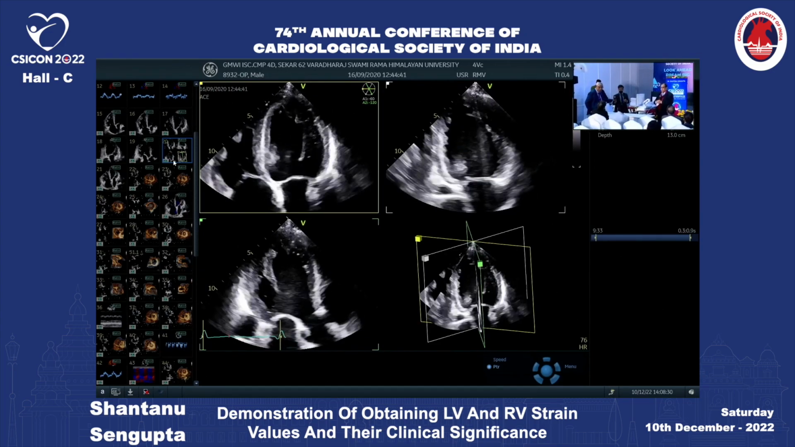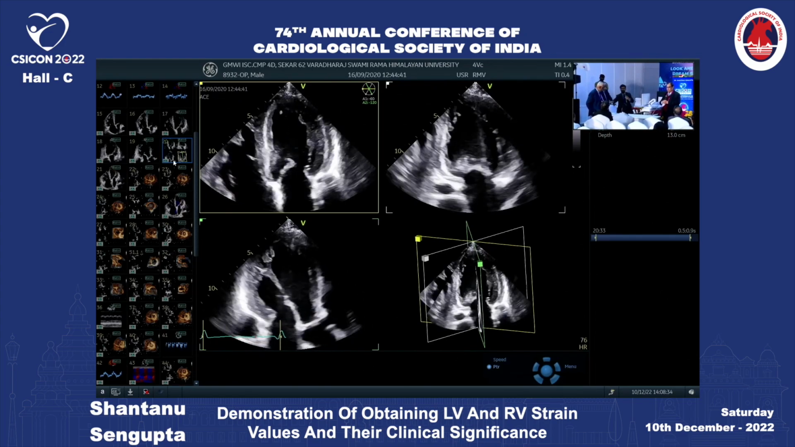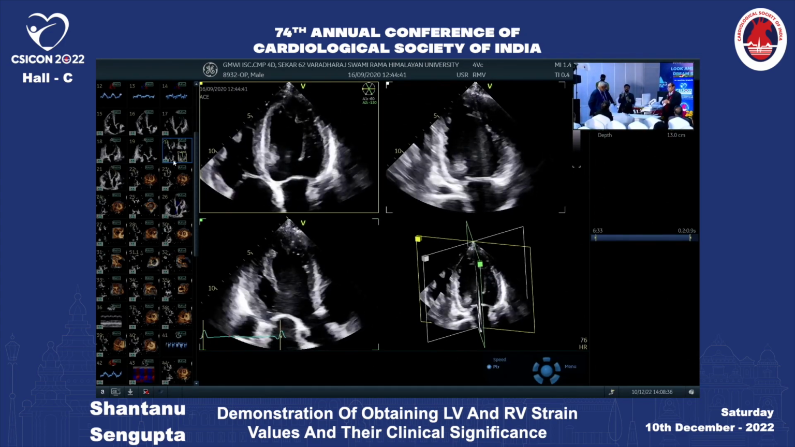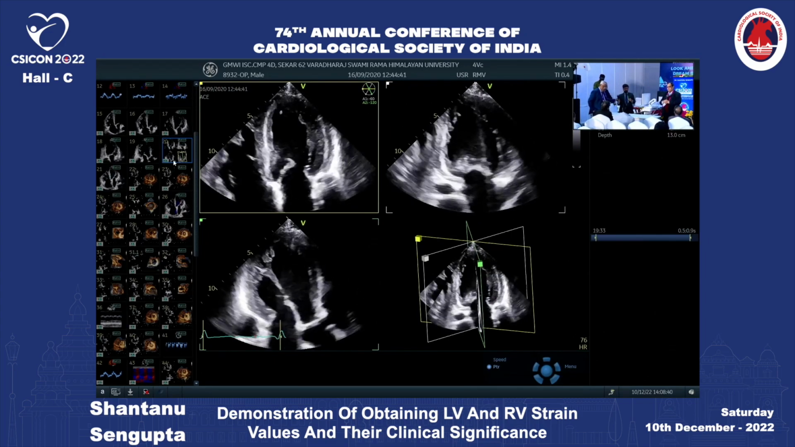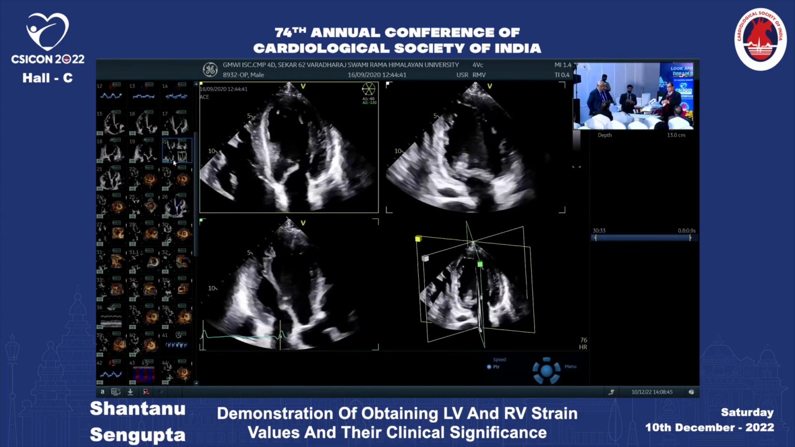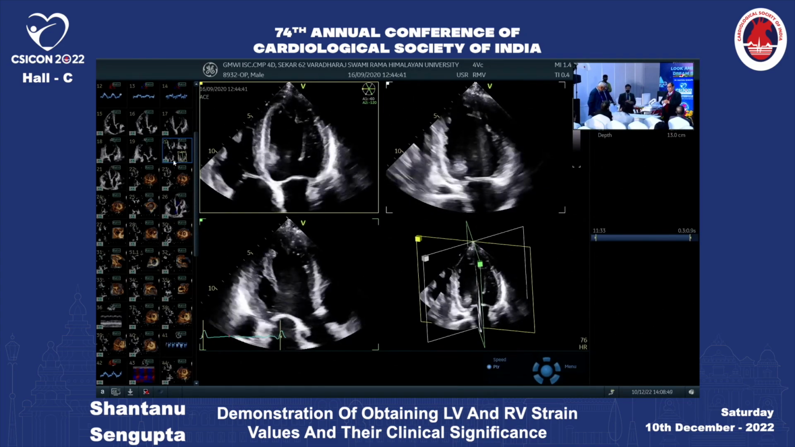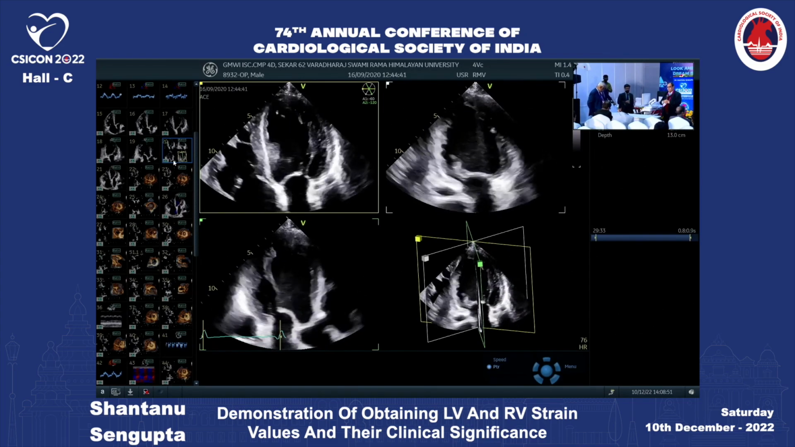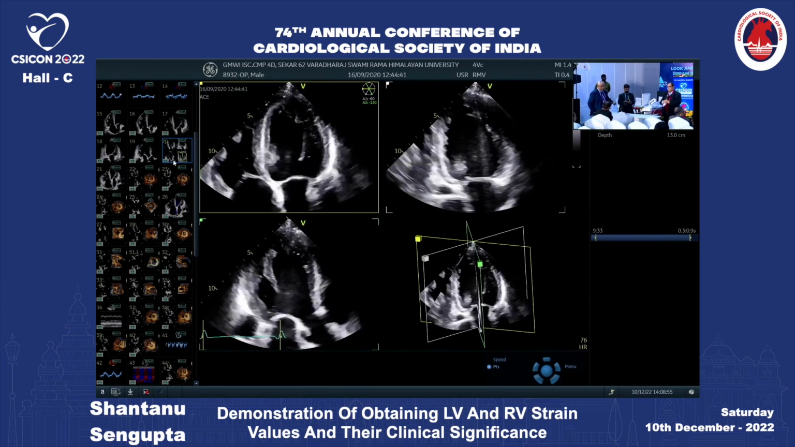The problem here is that LV ejection fraction is a volumetric method, and also the circumferential strains are compensating for the GLS. Exactly. That's how the ejection fraction is obtained. Right. In this case of hypertensive heart disease, the subendocardial fibers are first affected. Correct. That gives you a warning signal. The subendocardial function is affected. That is why your GLS is affected.